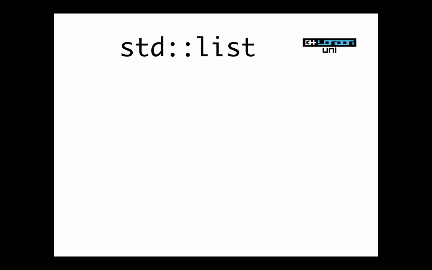There are other containers. There's std::list. std::list is a doubly linked list. So hands up if you know what a doubly linked list is. 1, 2, 3. Ollie? What? Yes, sir. Right. Your hand wasn't up. Okay.